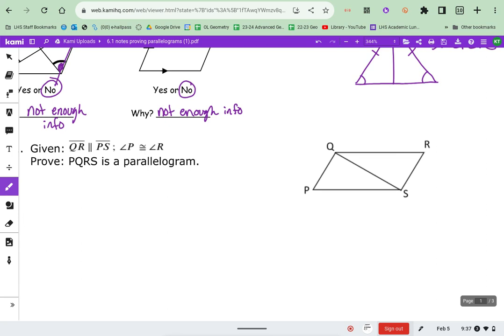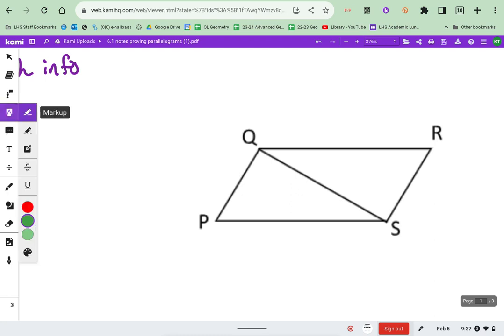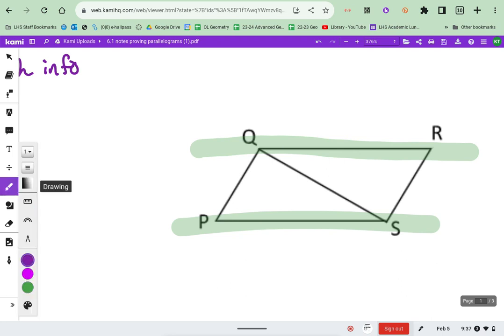So on the first one, given that QR is parallel to PS and angle P is congruent to angle R. Okay, so we'll just look at the picture first and make a game plan, and then we'll write stuff in our proof. So I'm just going to highlight my parallel lines first and mark the angles that it gave me are congruent.